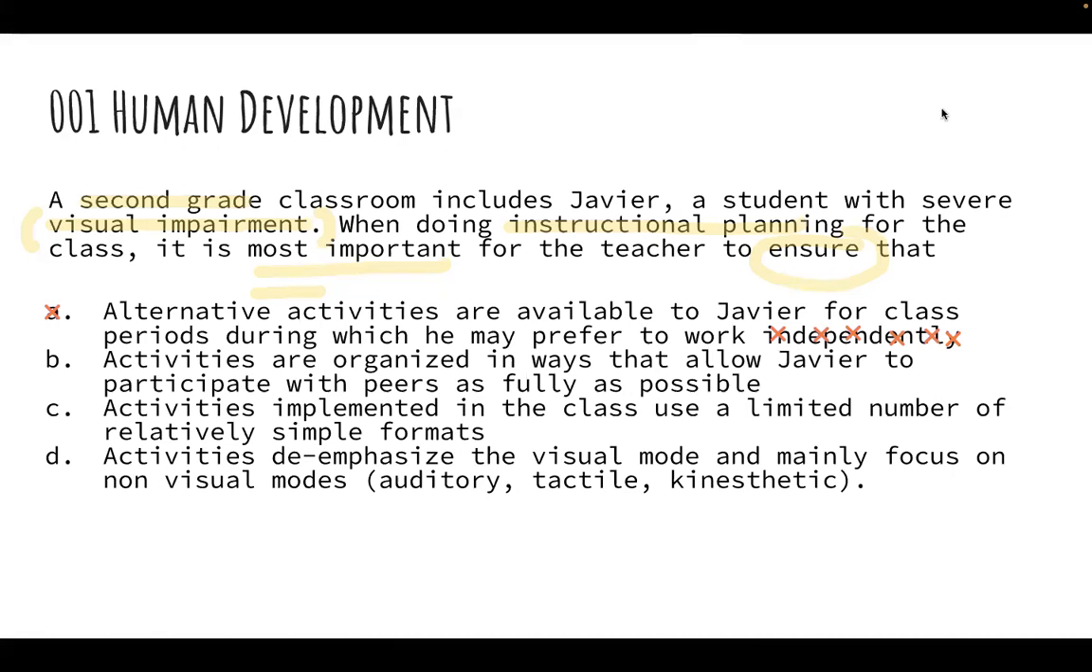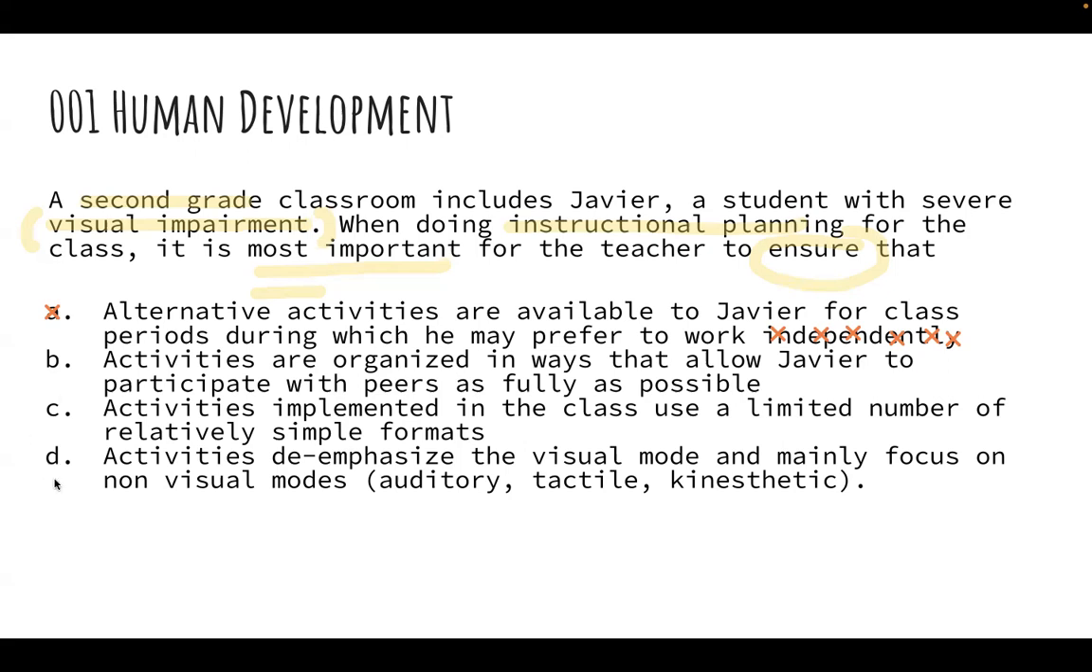Activities are organized in ways that allow Javier to participate with peers as fully as possible. Activities implemented in the class use a limited number of relatively simple formats. Activities de-emphasize the visual mode and mainly focus on non-visual modes: auditory, tactile, kinesthetic. So let's just take D for instance, because it seems like we've come to an impasse. Activities that de-emphasize visual. Is that ever best practice? And especially in second grade, where you would de-emphasize for the whole class for one student?